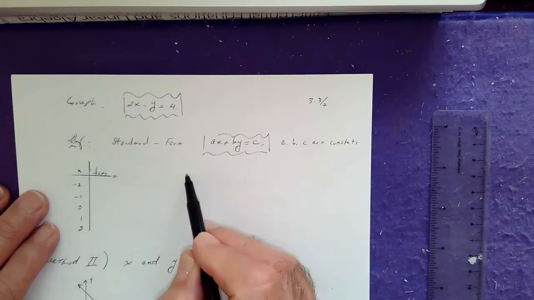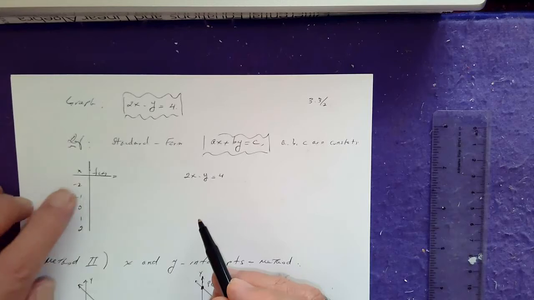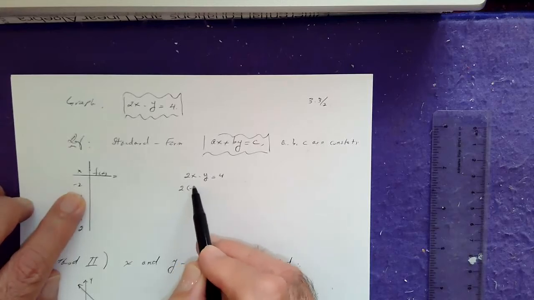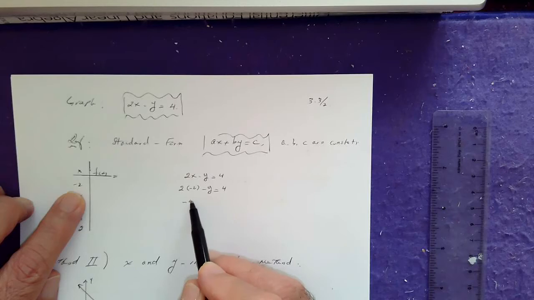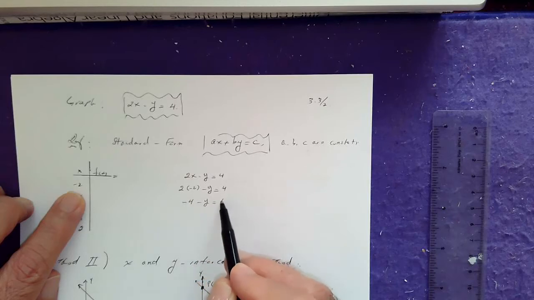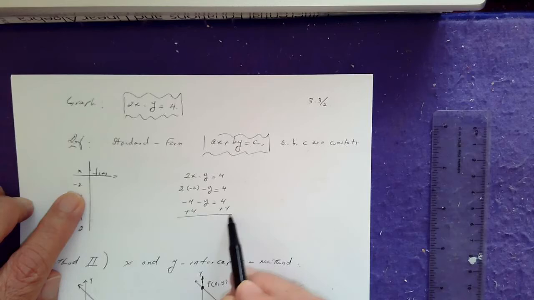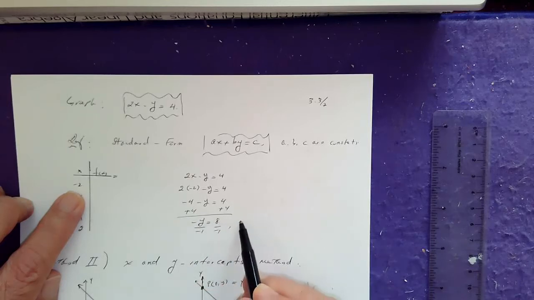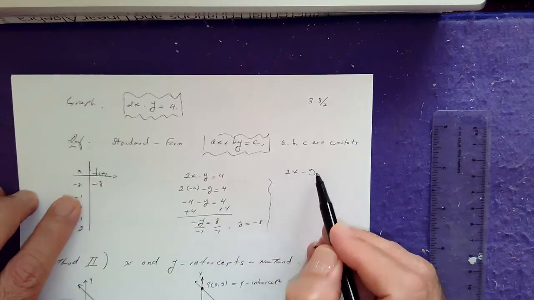For instance, this would be like what? 2x minus y is equal to 4, correct? So if x is equal to -2, this would be like -4 minus y is equal to 4. So if you add 4, I get what? -y is equal to 8. Divide both sides by -1. Y is equal to negative what? 8. Right here.